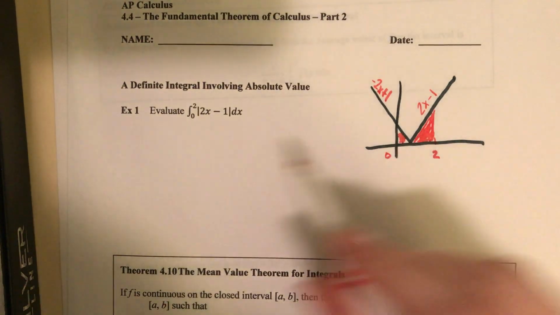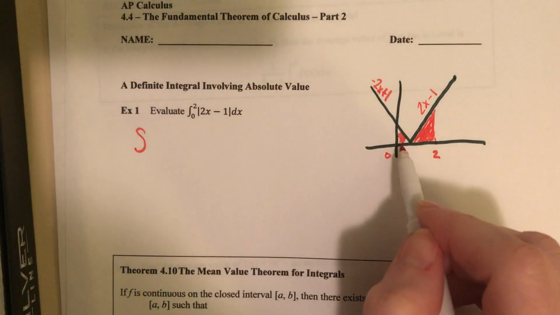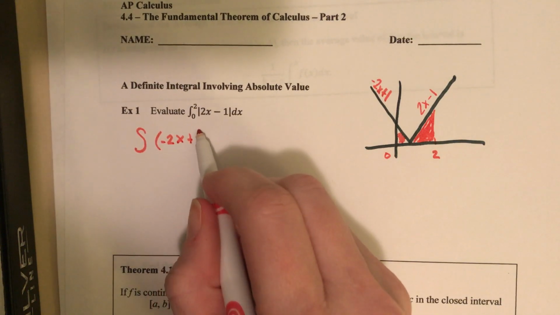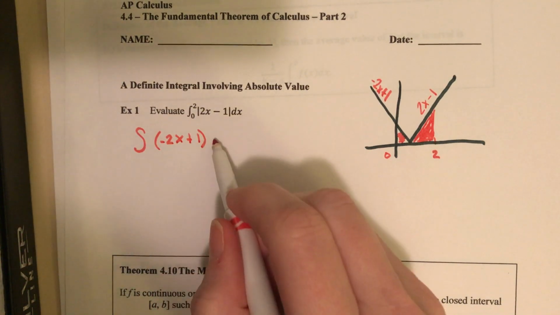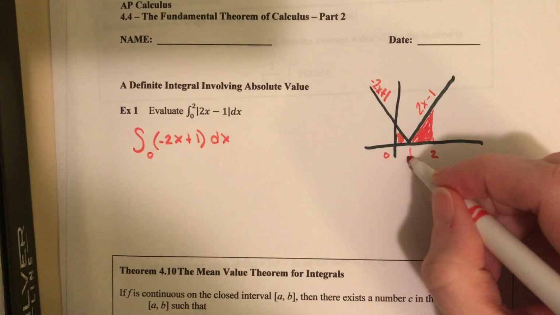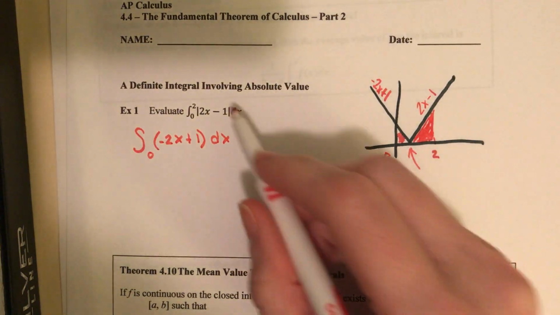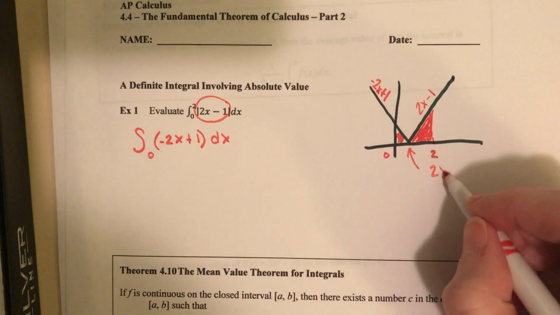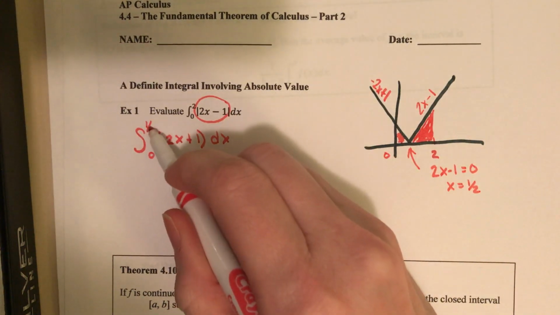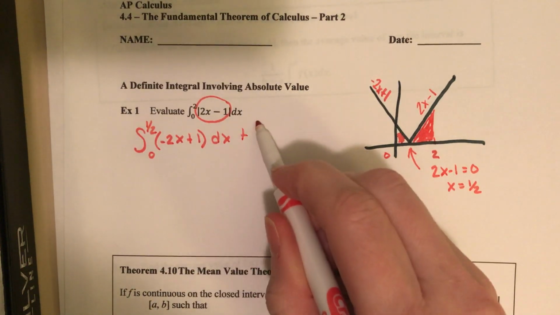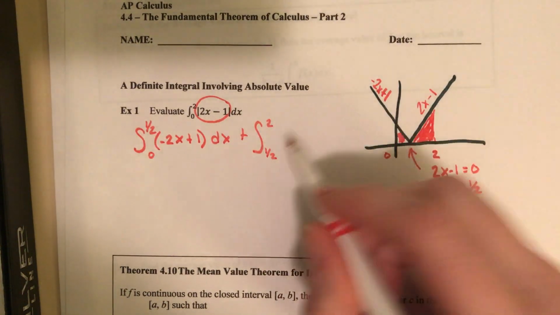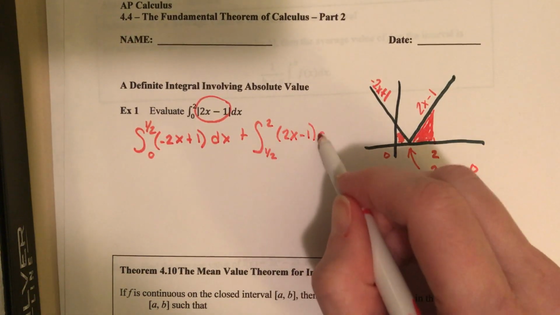So what we're going to do is set up two integrals. The first triangle is under this first expression, negative 2x plus 1. And I just need my boundaries. So it starts at 0. And if I want to know where it touches the x-axis, I would just take my 2x minus 1 equation, set it equal to 0, and solve. So that means it crosses at 1/2. My second shaded region goes from 1/2 to 2, and that equation is the 2x minus 1.